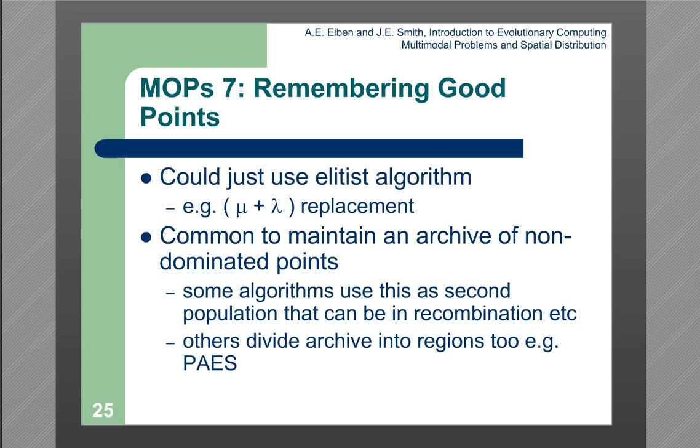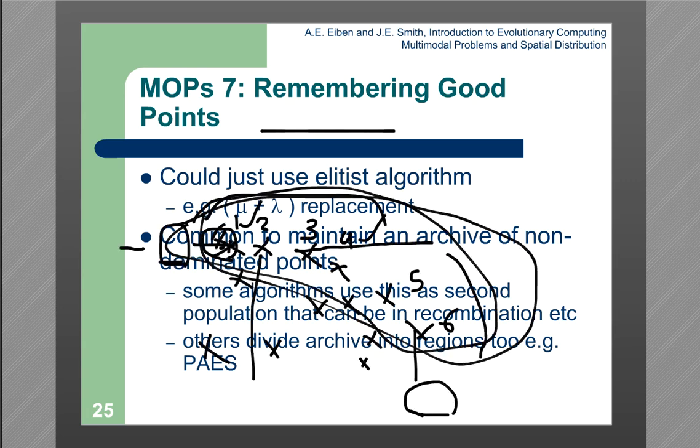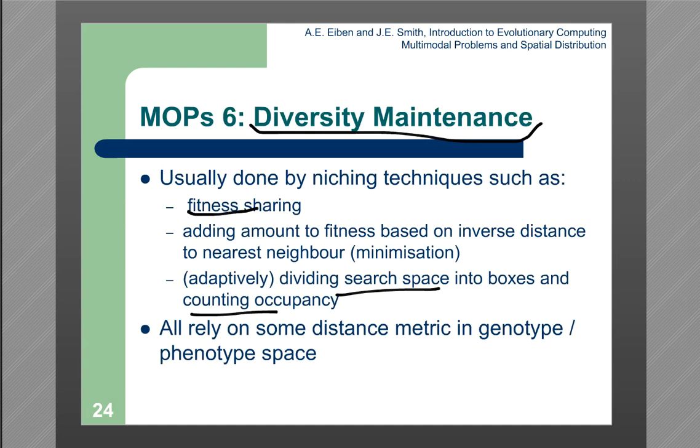What is a multimodal? Multimodal is a problem that has more than one solution, or it has one best solution and one or two or three very good solutions.